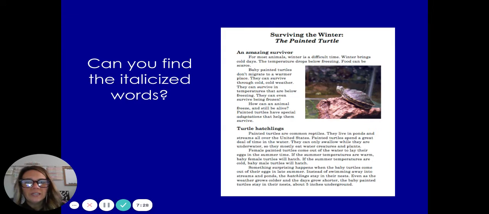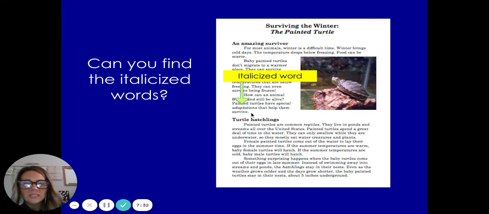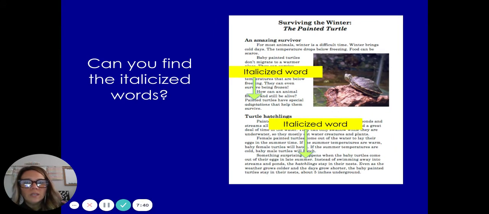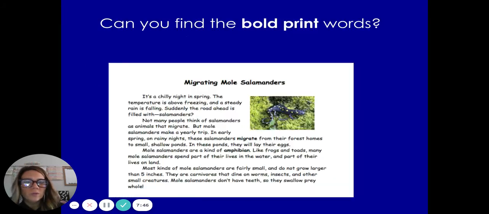All right, so if you look here, can you find the bold and the italics? So let's see. So this is an italicized word, and that's a big word. Okay, it says adaptation. See how that's italics? And then the bold, yep, and there's another italicized word. And I'm sure you can find the bold here. Look, bold, bold, bold, okay? Can you find more bold prints? Yep. See, migrate's a bold word, amphibian's a bold word.